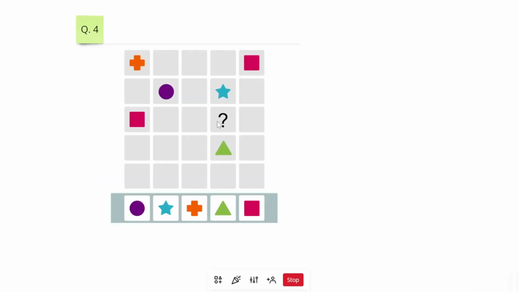Let's look at this question. We have the question mark here in the 3rd row. We have to fill in one sign from these given options such that it should not be repeating in the row and it should not be repeating in the column also. That is the concept we have to follow.